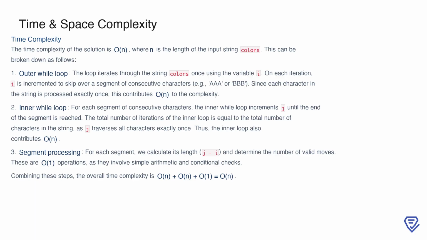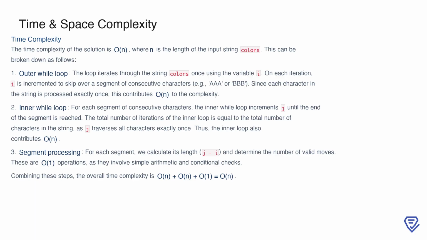Let's break this down step by step. First, the outer while loop iterates through the string using the variable I. On each iteration, I skips over a segment of consecutive characters, such as AAA or BBB. Since each character in the string is processed exactly once, this contributes O(n) to the complexity. Next, there's the inner while loop, which increments j to determine the end of each segment of consecutive characters. Even though this is a nested loop, the total number of iterations across all segments still adds up to the total number of characters in the string, meaning it also contributes O(n).